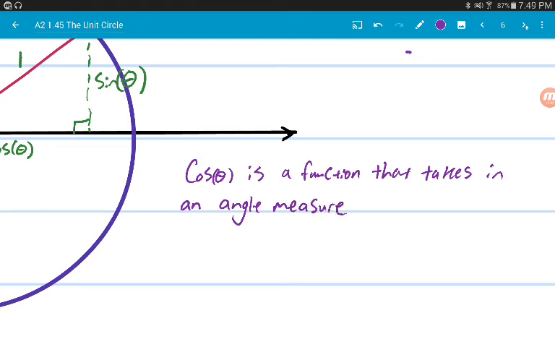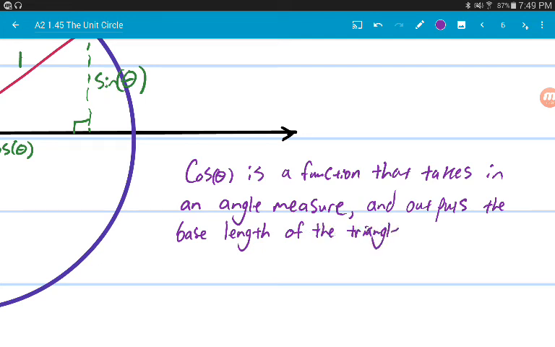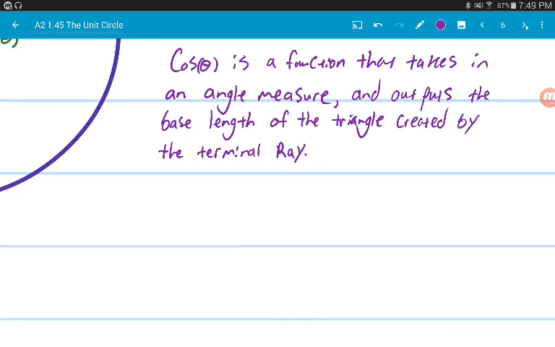So what do you put into a cosine function? You do a cosine of some angle. So you process the angle with the cosine function. And what does it output? It outputs the base length of the triangle created by the terminal ray. Now I could write a lot more about that, but I'm hoping that you remember the construction, the process, so that I don't need to write any more than that. I'm sure you don't want to write any more than that either.